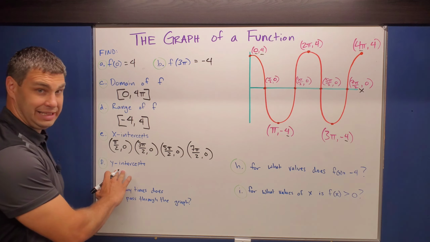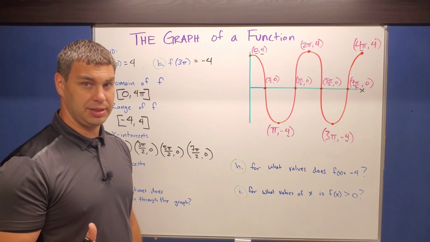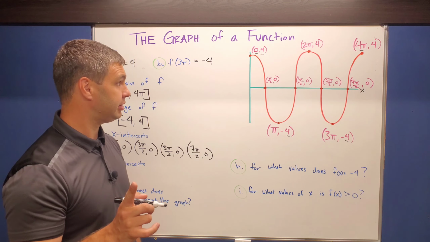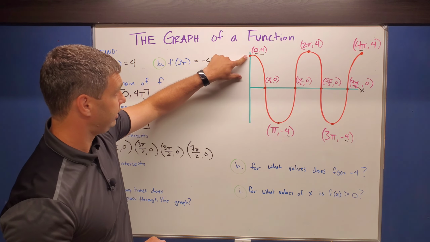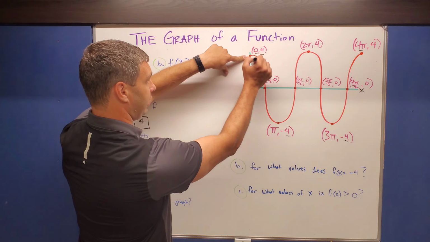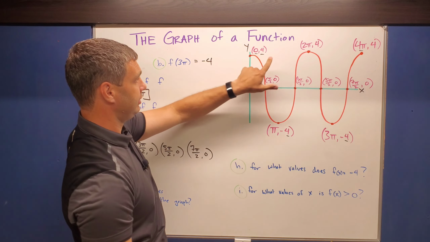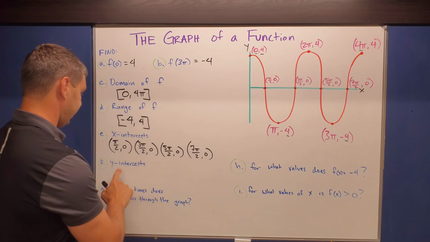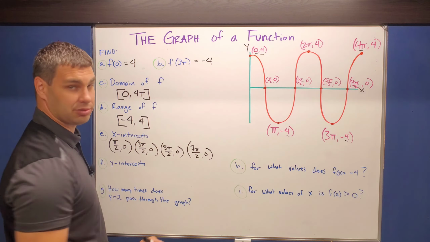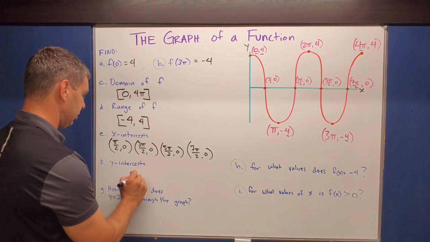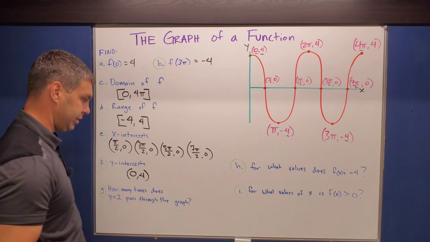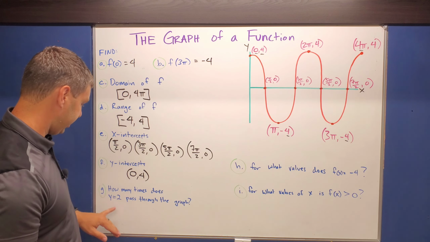Now it wants the y-intercepts. And remember, in order to be a function, it can only have one y-intercept, and it has one right there. This crosses our y-axis at 4. So our y-intercept listed out as an ordered pair is just 0, 4. 0, 4 for the y-intercept. Look at this, we only have 3 left here, okay?